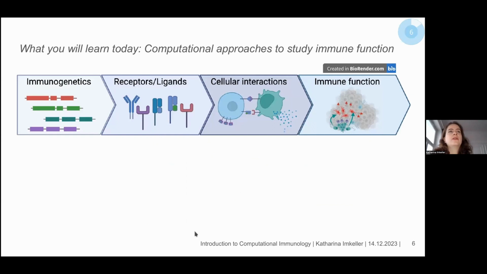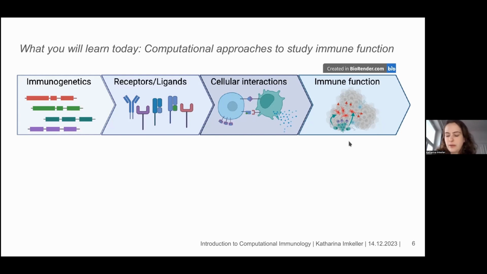So what you will learn today are computational approaches from different areas of the immune function. They range from immunogenetics, how the genes in our genome encode the receptors and ligands of the immune system, how these receptors and ligands then mediate cellular interactions, and how these cellular interactions shape the immune function in the tissue.